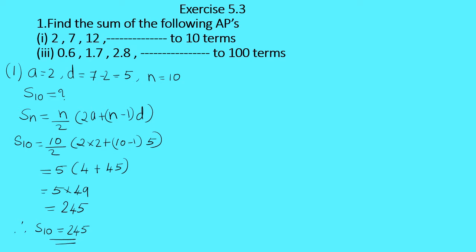Moving to question number 2, that is 0.6, 1.7, 2.8, etc., up to 100 terms. That means here the first term a equals 0.6, d equals second term minus first term, that is 1.7 minus 0.6, that is equal to 1.1. Since you are finding the sum of 100 terms, n equals 100. That is, you are going to find the sum of 100 terms, that is S100.